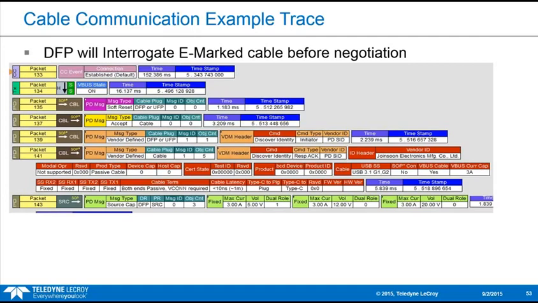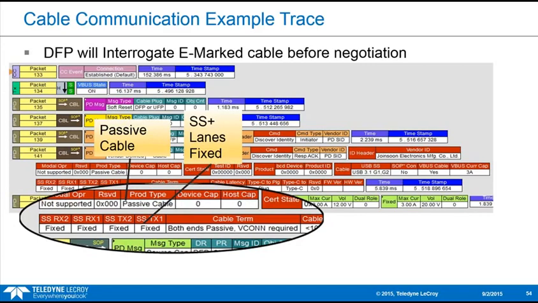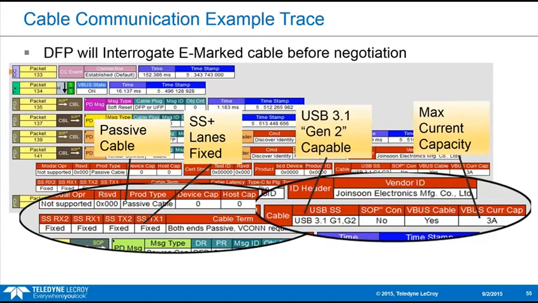The source sends the discover identity command, and the response coming back, we see it's a passive cable, so no signal conditioners. The superspeed pins cannot be reconfigured on this cable, so it may not support some of the alternate modes completely. It's a Gen 2 capable cable, and it's limited to 3 amps. So this info gets propagated up where the device policy manager, really software, can use it to configure the link.